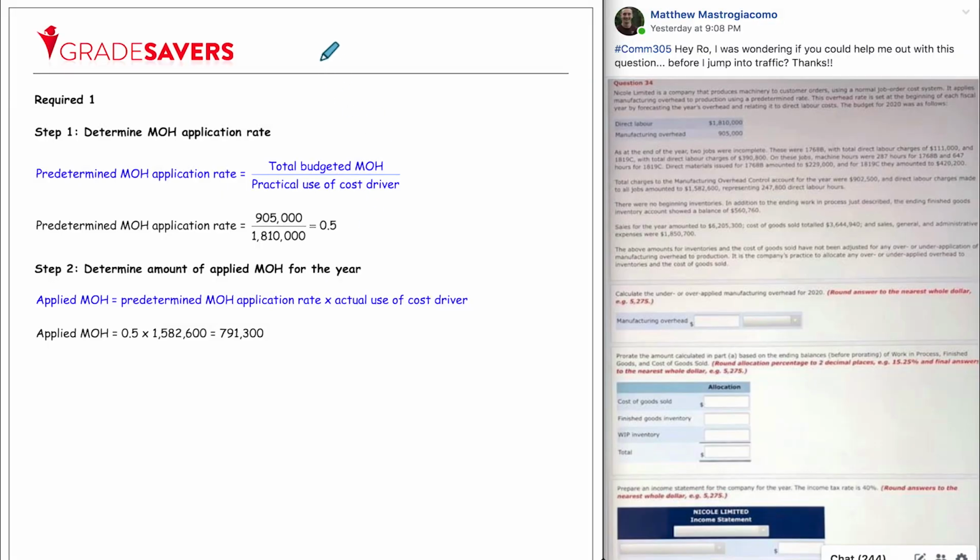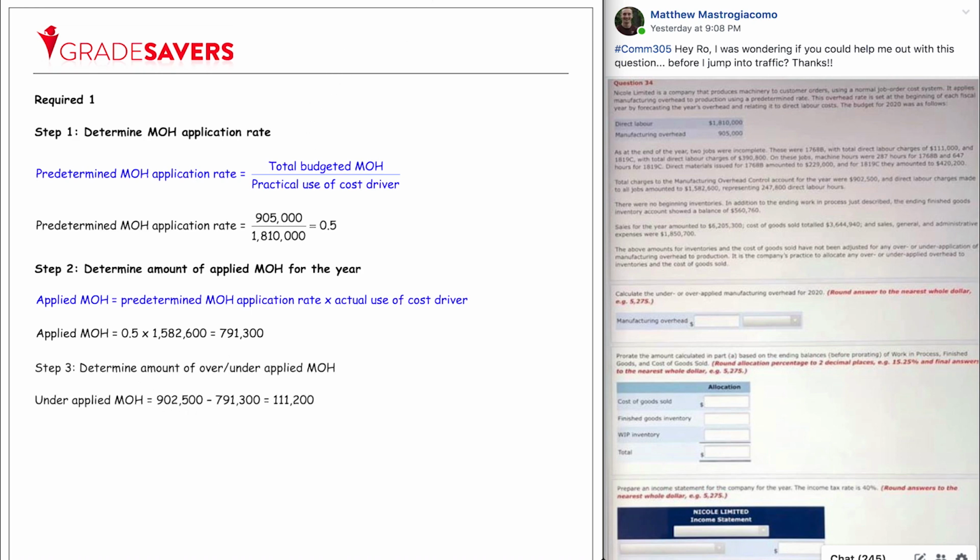Now, once you've determined the amount of applied overhead for the year, the idea is to compare this value to the actual overhead for the year. And then you'd be able to determine if you've over-applied or under-applied MOH. In this particular example, we can see that the total charges to the manufacturing overhead control account amounted to $902,500. Since we applied a smaller amount, since we've only applied $791,300, it would be safe for us to argue that MOH has been underapplied during the time period.